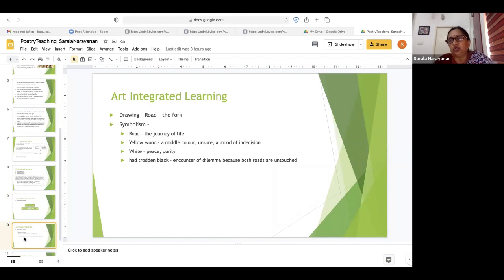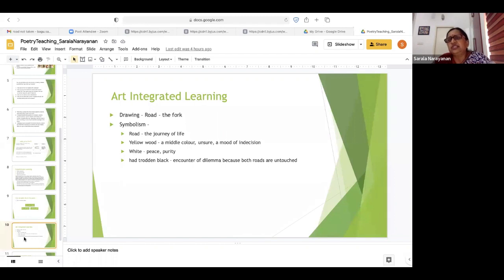Now, coming to the next part, we have seen how two pedagogies we were able to apply in the poem The Road Not Taken. Next, art integrated learning: how can we implement it in this poem? Those students who are good in drawing, we can ask them to draw the road, the fork.